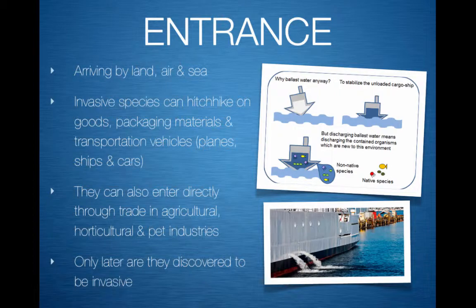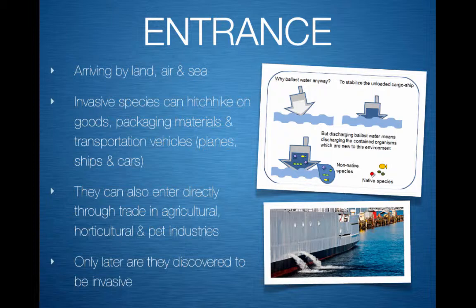In terms of how they get to this new area, they can arrive by land, air, and sea. Invasive species can hitchhike on goods, packaging materials, and transportation vehicles like planes, ships, and cars. They can also enter directly through trade in agricultural, horticultural, and pet industries.